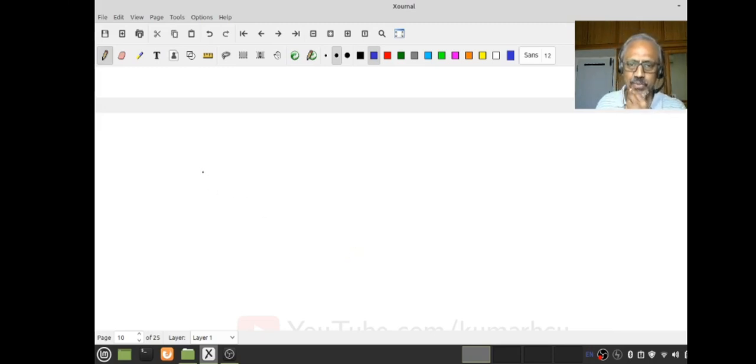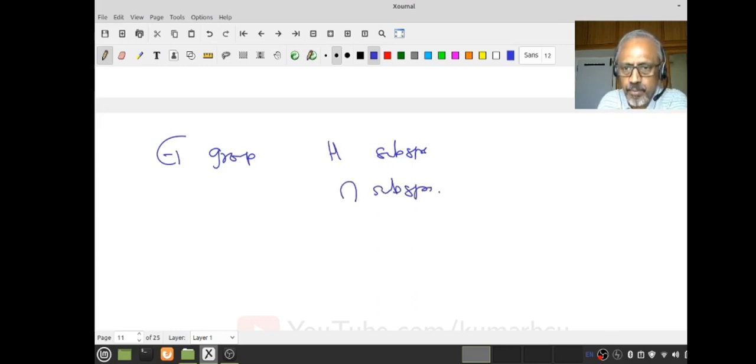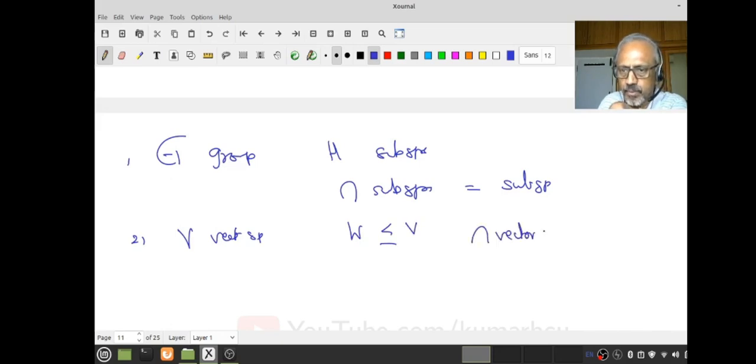So let us look at this: suppose G is a group. You have defined subgroups, right? Then what did you observe? The intersection of subgroups is again a subgroup, right? And similarly, suppose V is a vector space. What should be the analog I should ask here? Suppose W is a vector subspace of V, then the intersection of vector subspaces is again a vector subspace.